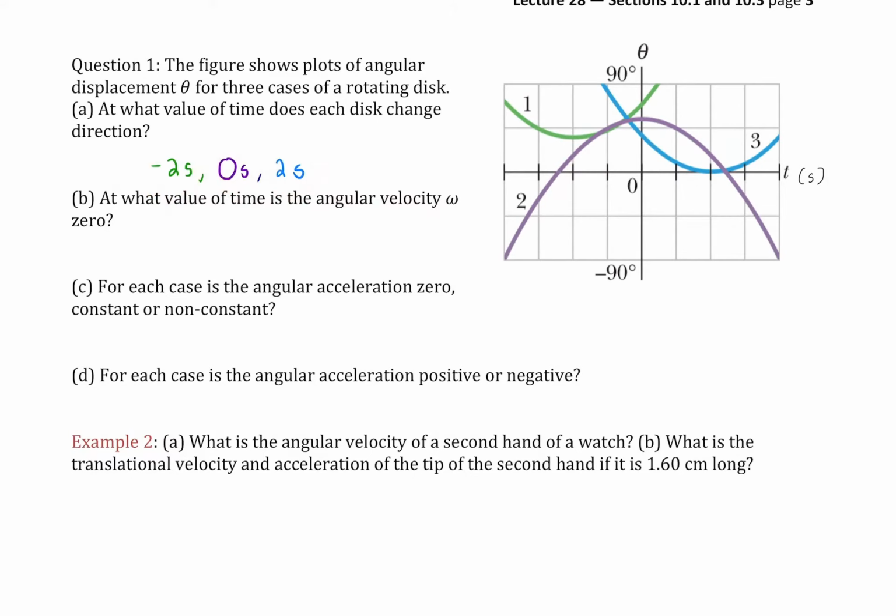At what value of time is the angular velocity omega 0? Well, the angular velocity would be 0 when the tangent line is horizontal, at the point where the direction changes.